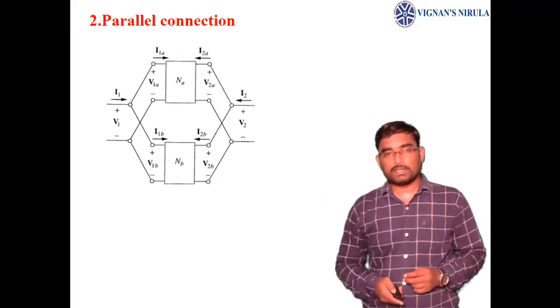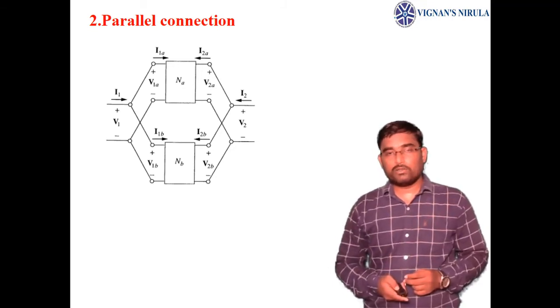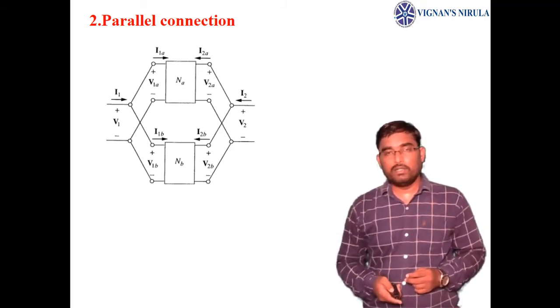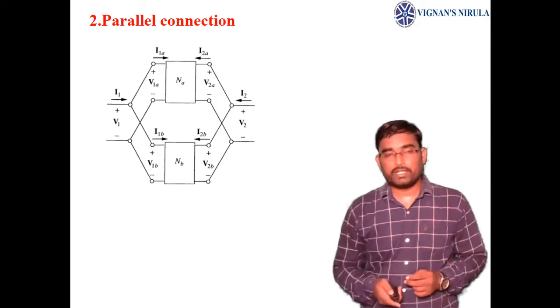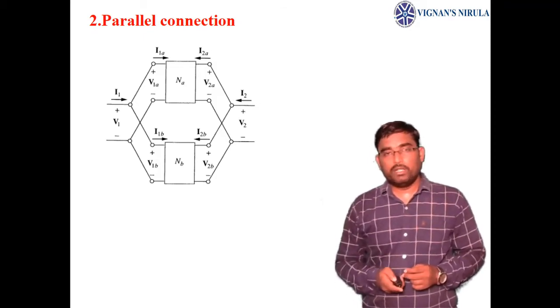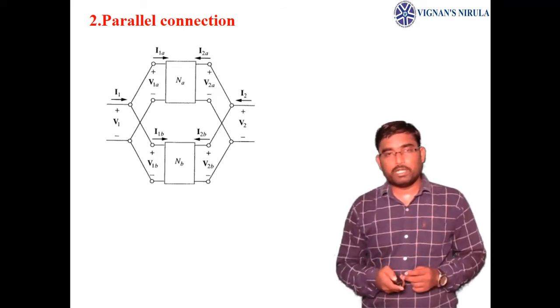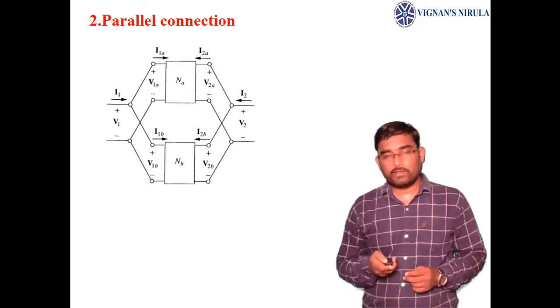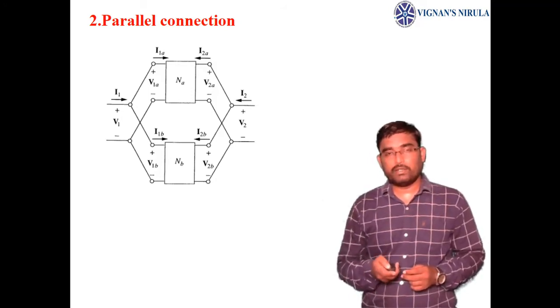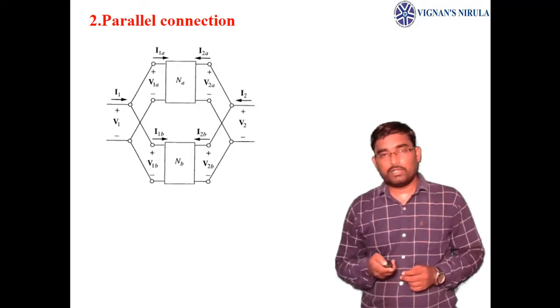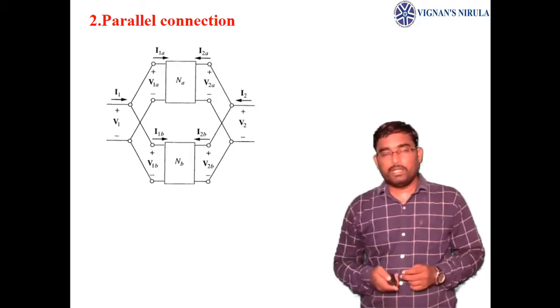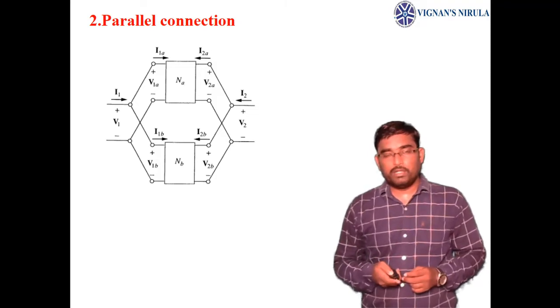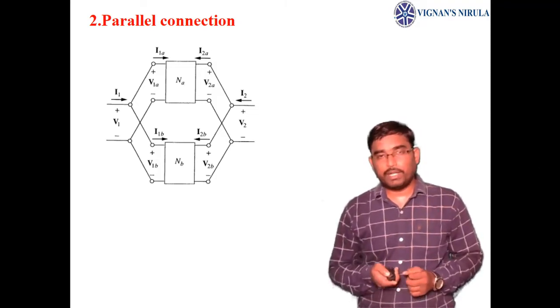Next one is parallel connection. Now how to connect two two-port networks in parallel? See here in the figure we are having two-port network NA and two-port network NB, which are having input port terminals and output port terminals. The input port variables for network A are V1A, I1A, and output port variables for network A are V2A and I2A. Same way for network NB, input port variables are V1B, I1B, output port variables are V2B, I2B.